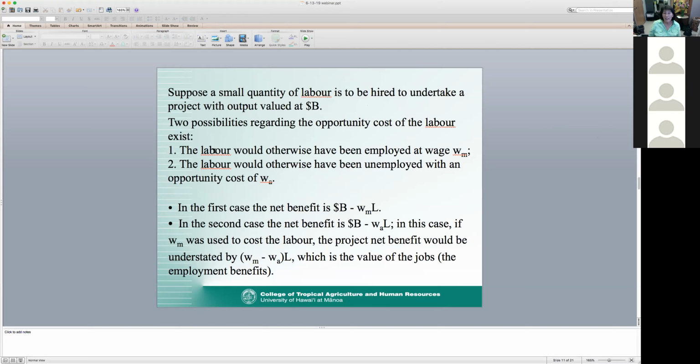So no, sorry. If labor was otherwise employed, you would have valued it WM, and if they were unemployed, it would be WA, right? So the net benefit in the first case would be the output value. So this is what the benefits you get for the output, and here's the labor cost minus the wage rate times the amount of hours. Does that make sense? And then in the next case, the wage rate drops, right? Because it's cheaper labor.